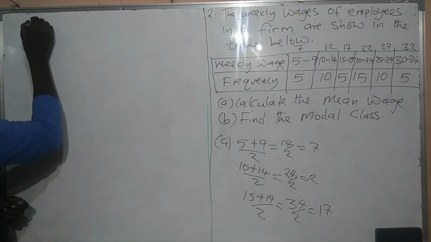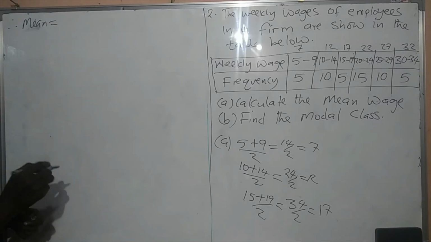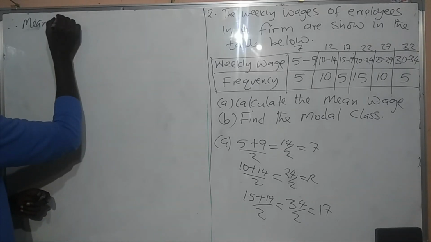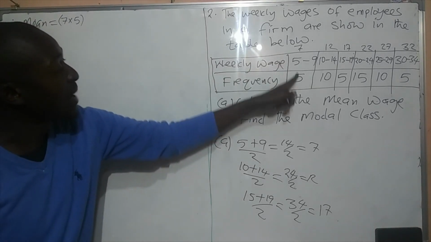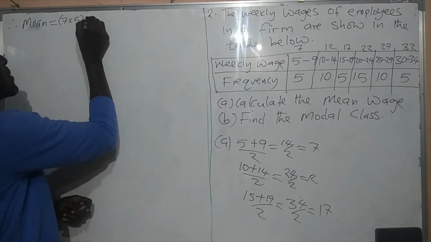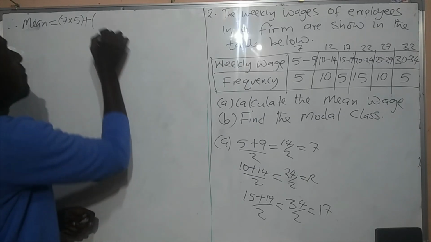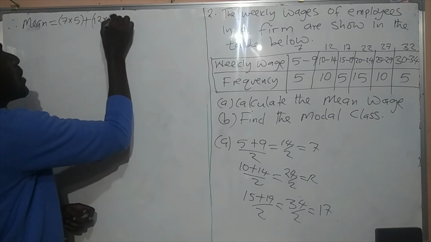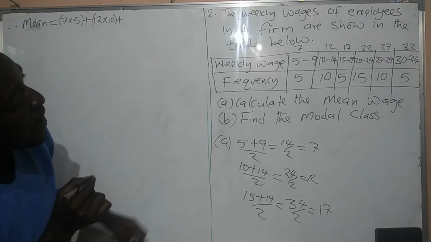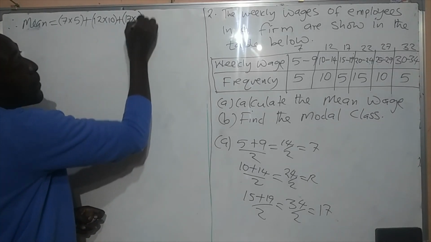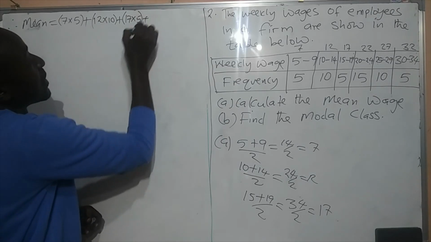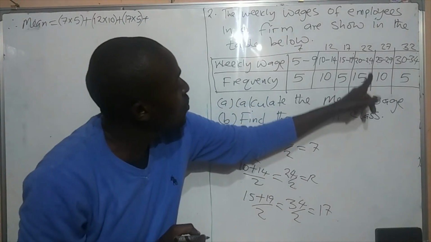Now you can say, therefore, let's write it from this side. Mean is equal to, and then we start multiplying now. 7 times 5. So this 7 here times the 5 that you have down here, plus 12 times 10, plus 17 times 5, plus the next one is 22 times 15.